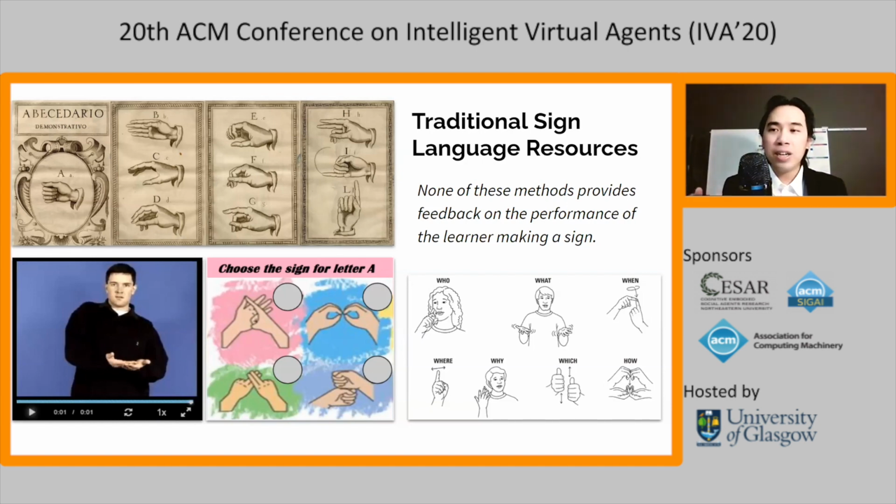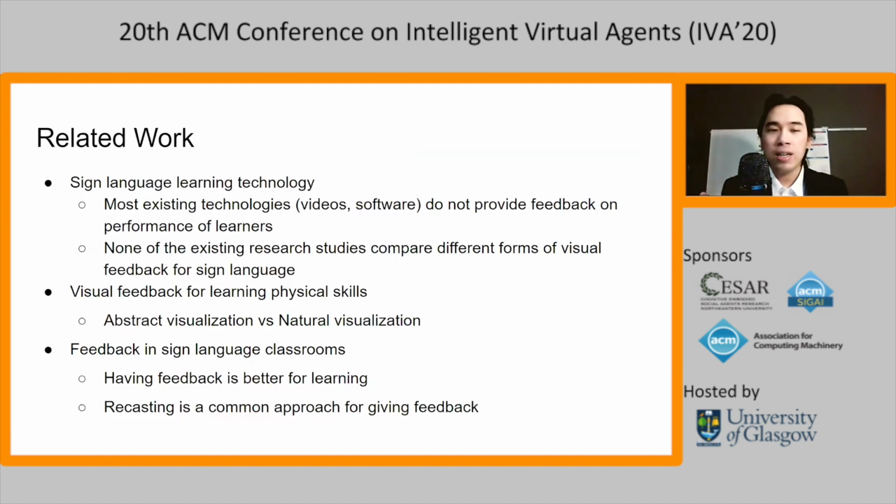For this research, we look at 3 different groups of literature. We look at the currently existing sign language learning technologies. Most of the existing technology, such as video software, does not provide feedback on the performance of the learners. Also, none of the existing research studies compare different forms of visual feedback for sign language.